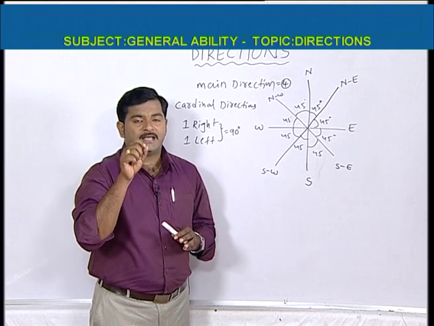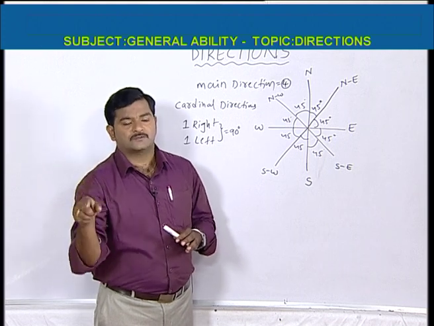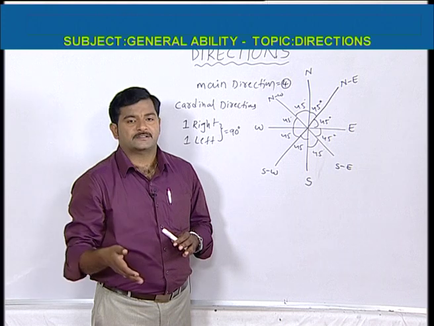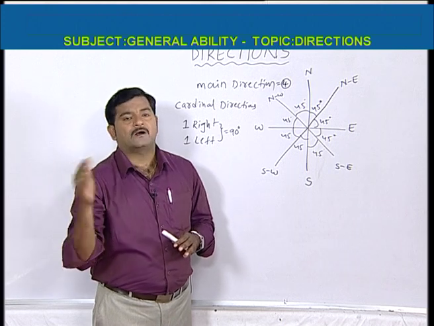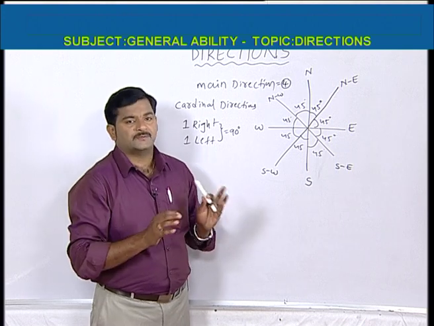And the angle between one main direction and its consecutive corner, corner means indirectly cardinal direction. So main direction and cardinal direction, angle equals how much? 45 degrees we can say. It's a simple logic.